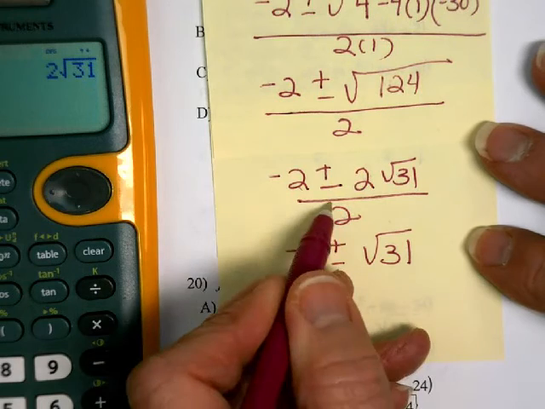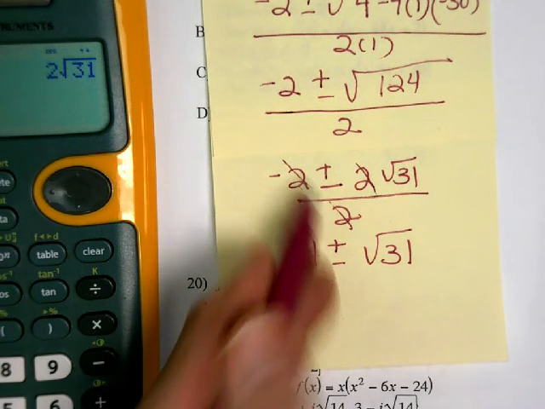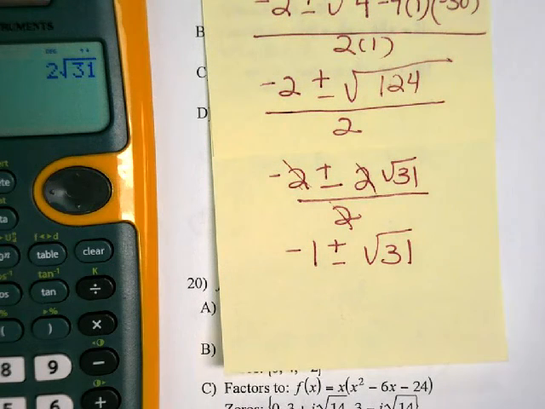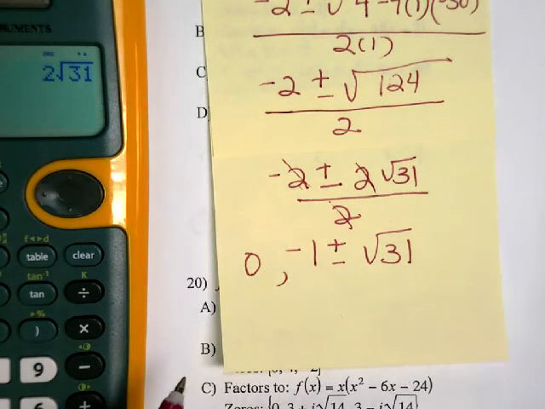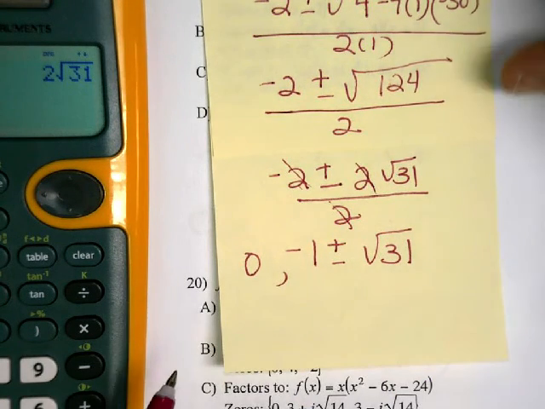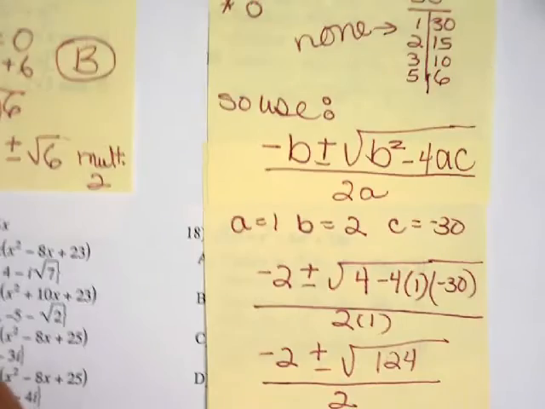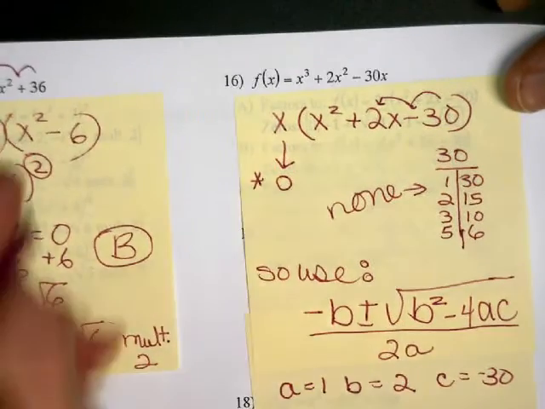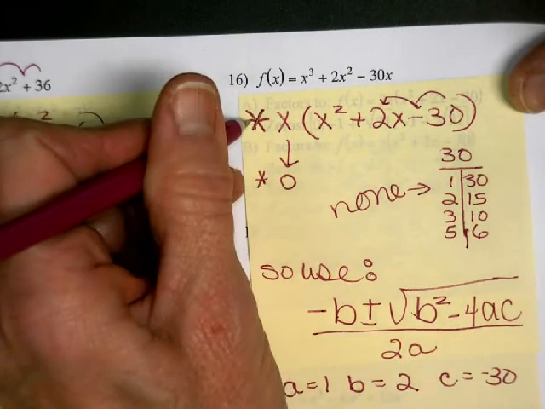And you're already looking at your choices. 2 goes into both of these: negative 1 plus or minus the square root of 31. See, the 2's canceled, right? And you can't just make that disappear. You have to have a 1 there. This one is in front of the square root of 31, so I can have it. And then 0 was one of my answers. So 16.